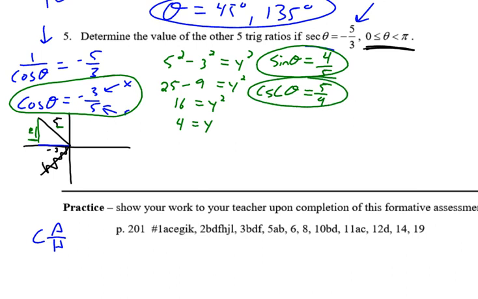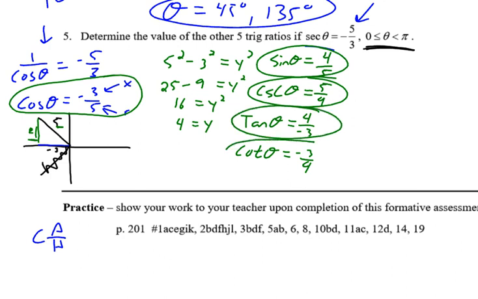So those are good. Now tan: tan theta is equal to opposite over adjacent, or y over x. So that's going to be 4 over -3. And then cotangent theta is -3 over 4, just flipped upside down. And that should be good. We got our other 5 trig ratios all there.